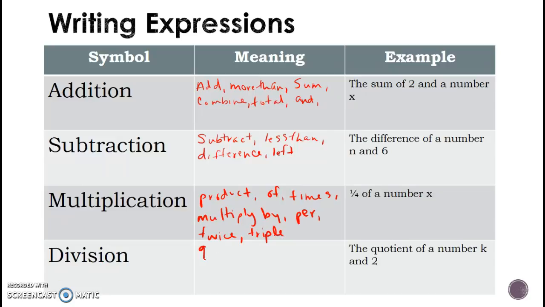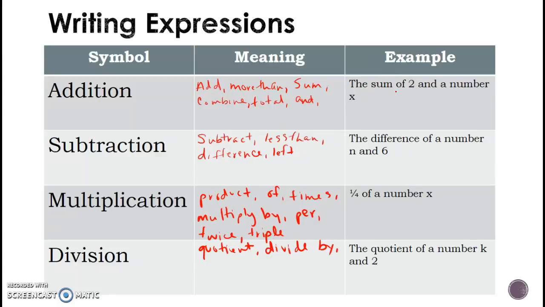And then we have division, which would be a quotient. Divide by, sorry. And for some reason, that's all I can think of at the moment for division. Per kind of would use division too if we're working equations, but right now we're working expressions. So, and then our examples.